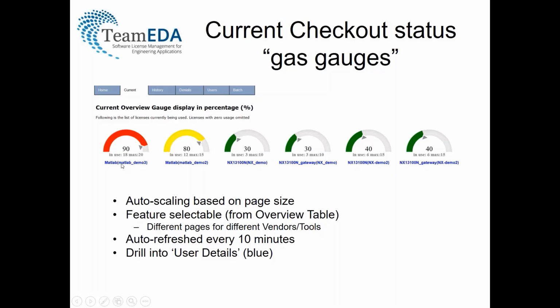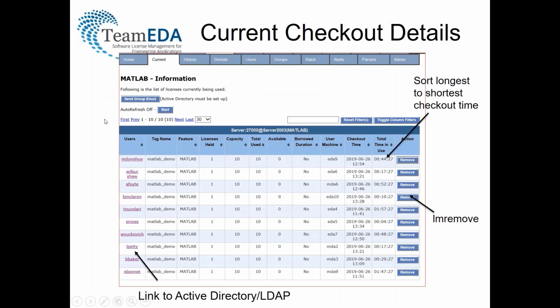And if you want to know who's using, you can click on the blue here. If you drill in, it'll bring up a table that shows you exactly who has it currently checked out, how long they've had it checked out for over here. And again, you can click on the column heading and sort it from longest checkout to shortest checkout. It also shows you the machine they're using the tool on.